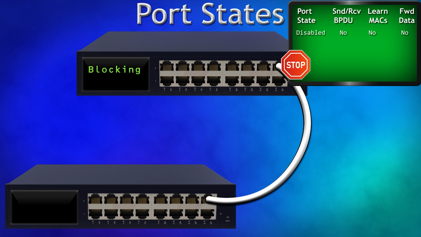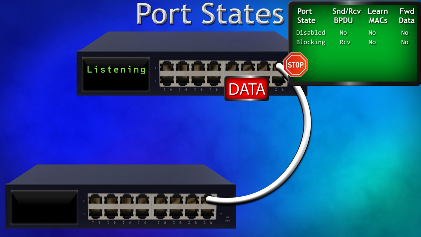The first STP state is blocking. This is how loops are prevented, and a port can stay in this state forever. It receives BPDUs, but doesn't forward frames or learn MAC addresses. The next port state is listening. Ports in this state receive BPDUs and can send them too. In this state, a port does not forward data frames, so loops are still prevented.